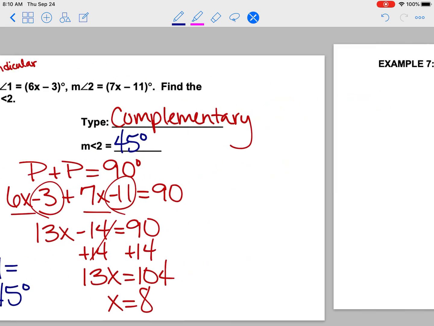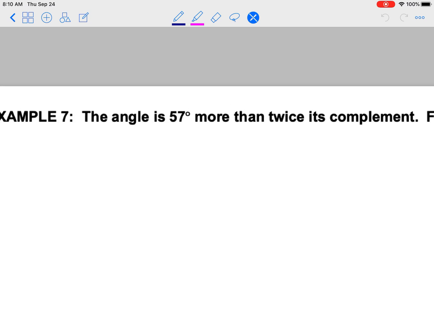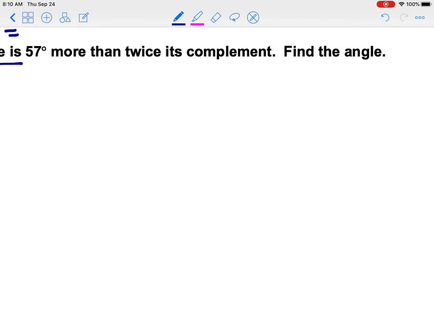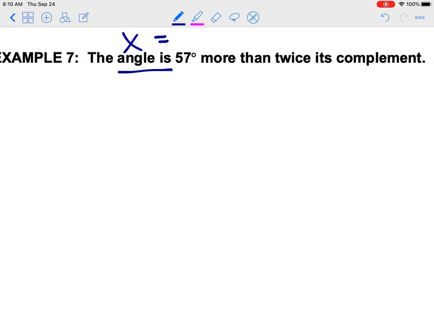Okay, last question. Now we're taking more of a word problem scenario, taking a sentence and turning it into an equation. So when you have questions like this, I want you to break it down into parts and look for those key words. The first thing that I see is angle is. Anytime you see the word is, that means equal. And if we're looking for the angle over here, it says find the angle, then that means the angle is just x. That's who we're looking for. Then I see 57 more than. Well, I know more than means plus.